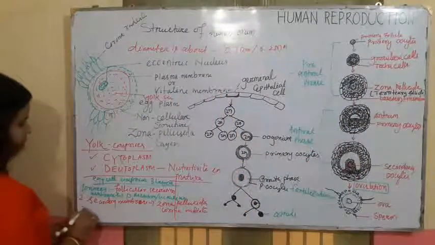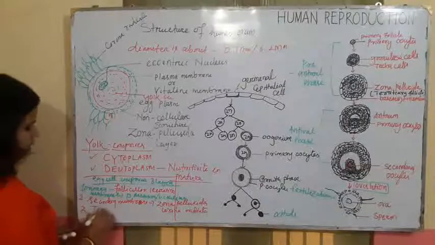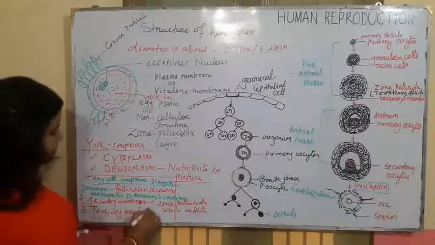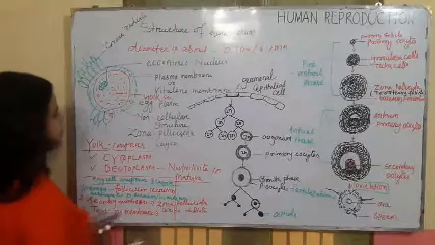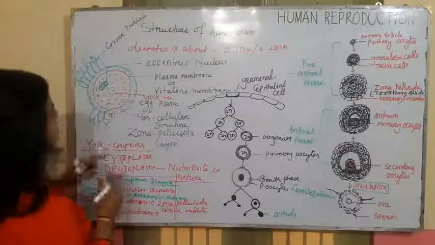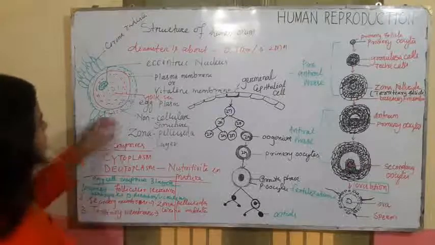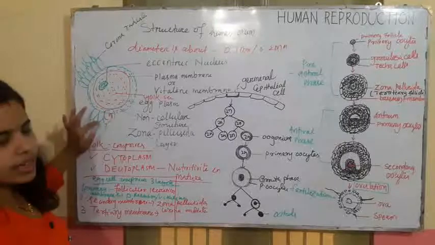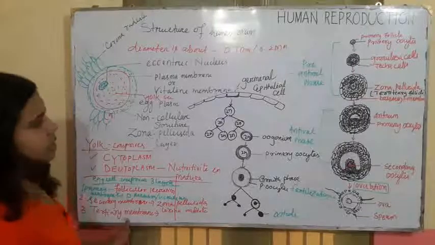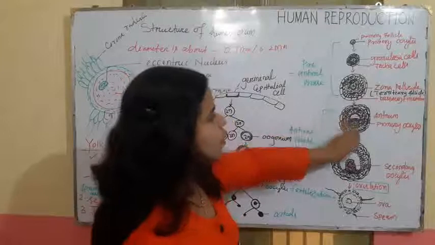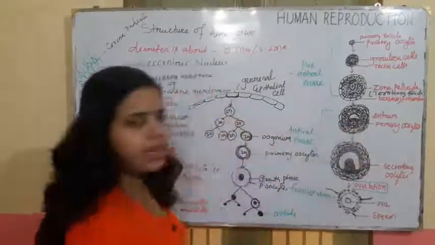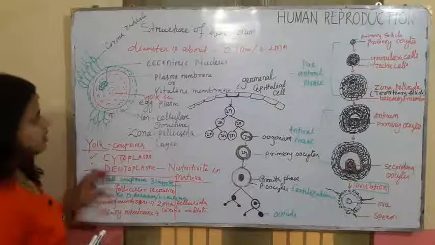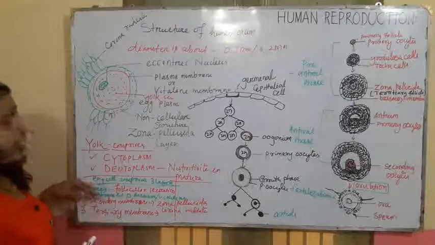After that, the third one is your tertiary membrane. Tertiary membrane is what? Here you can see the plasma membrane is there, the zona pellucida is there, and the corona radiata is there. The tertiary membrane is formed outside of the primary oocyte. They are called tertiary membranes. So these are the 3 layers present in the egg cells.